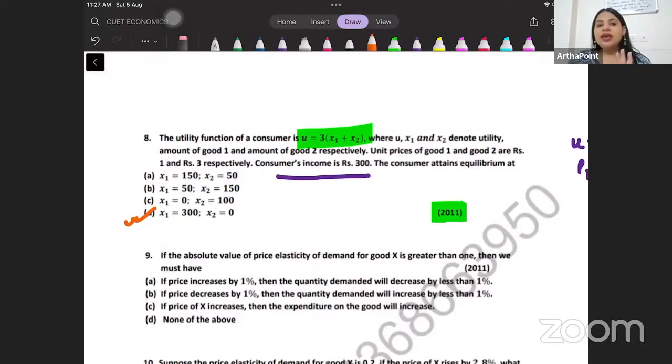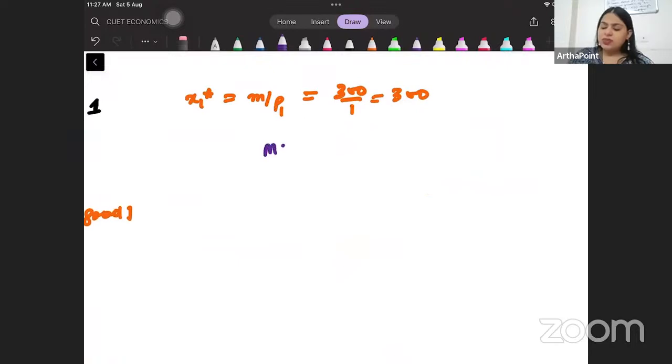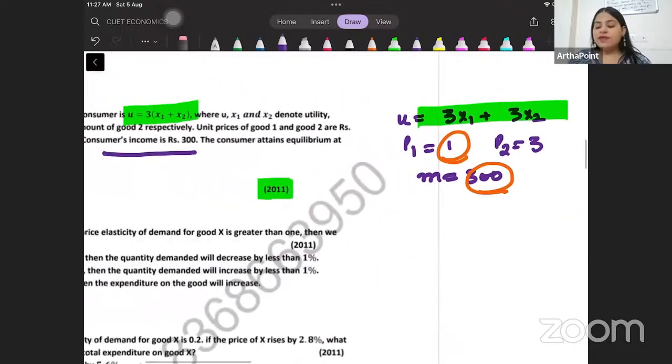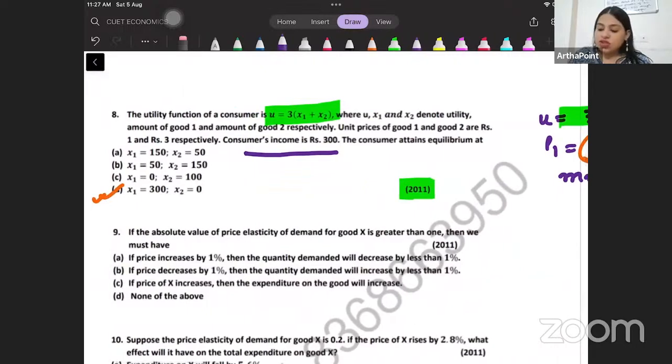Suppose in exam, suppose you get confused, कुछ confusion हो गई, नहीं समझ में आ रहा कि जब MRS greater than price ratio होता है तो only good 1 consume करते हैं या only good 2. Suppose you are confused in this, right? So beta, one thing that you can always do in exam is hit and trial. चारों ही options को just put in the utility function ना, and check कि किसमें highest utility निकल रही है. That is also going to help you.